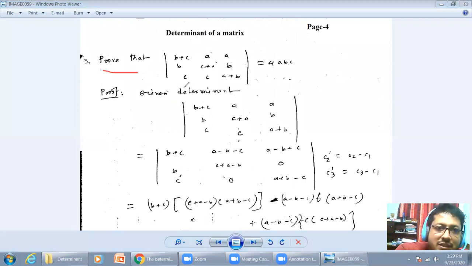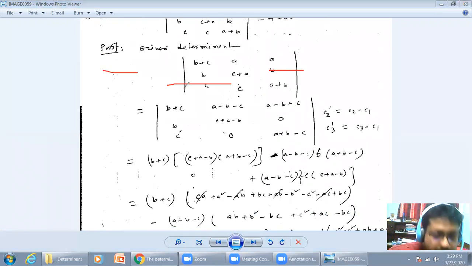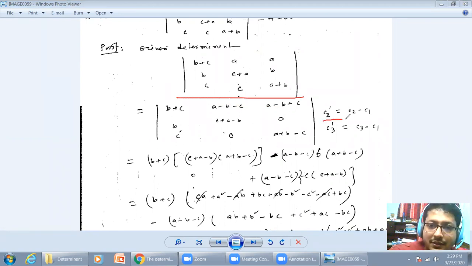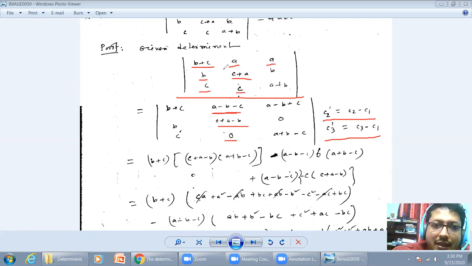Prove that this determinant equals this part, 4ABC. Okay, this third determinant, we can apply the formula C2 prime equals C2 minus C1 and C3 prime equals C3 minus C1. That means column 2 minus C1: A minus B minus C, C plus A minus B, and C minus C equals 0. And C3 minus C1: A minus B minus C, B minus B, 0, A plus B minus C.